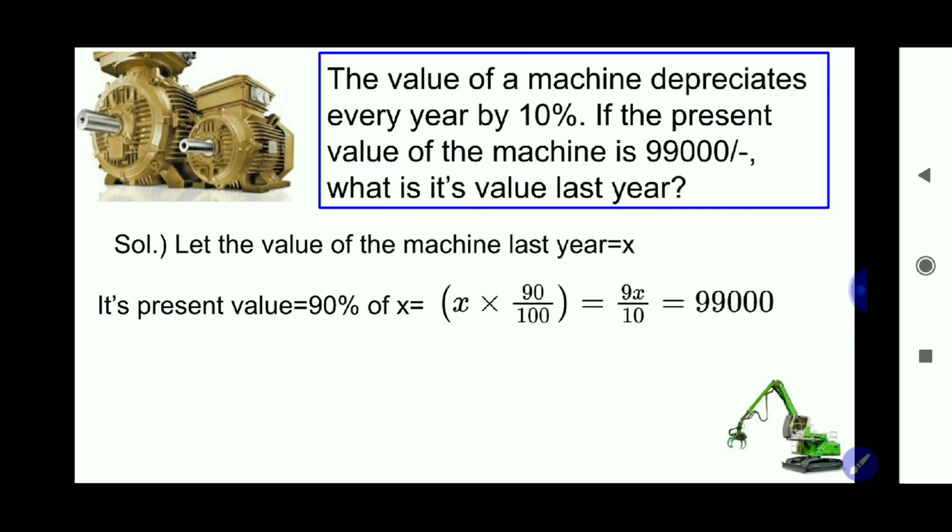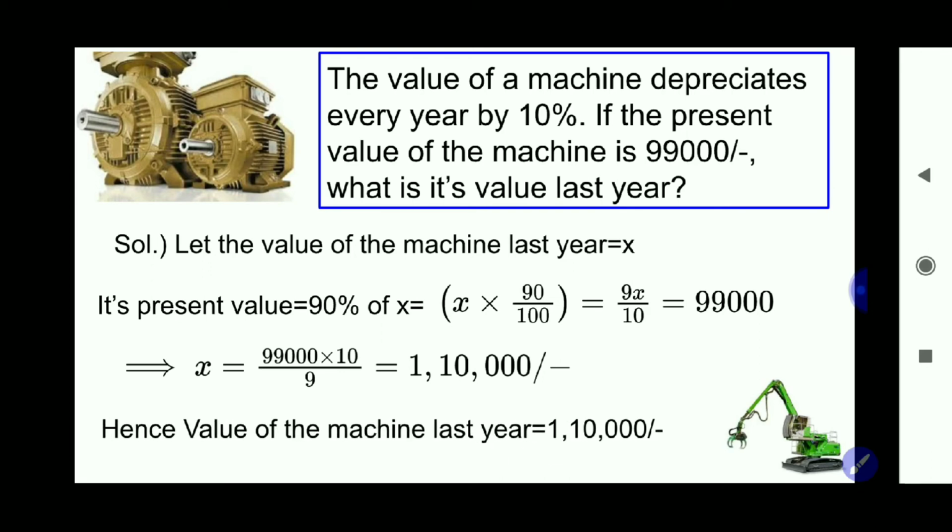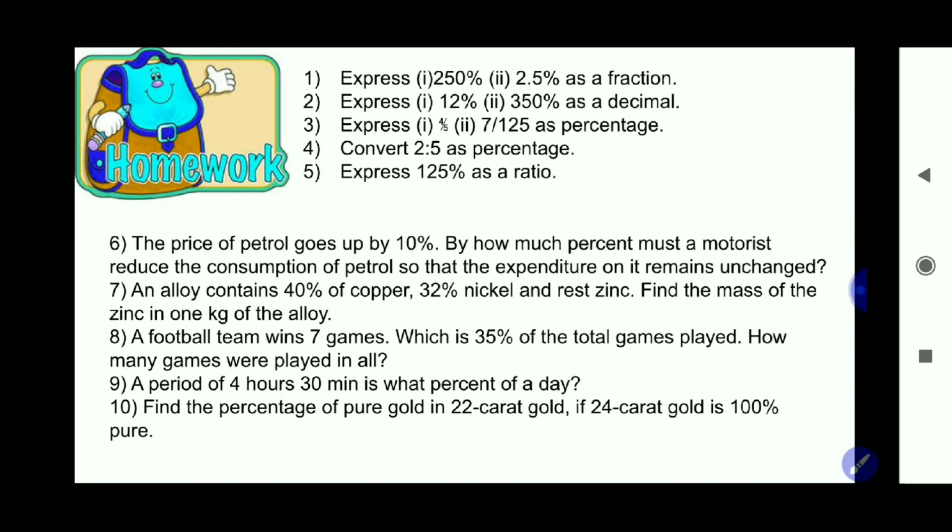But in the question it is given as 99,000. So 9x by 10 is equal to 99,000. From it, x is equal to 1,10,000. Hence the value of the machine last year is 1,10,000 rupees. Dear students, pause the video and finish the homework.